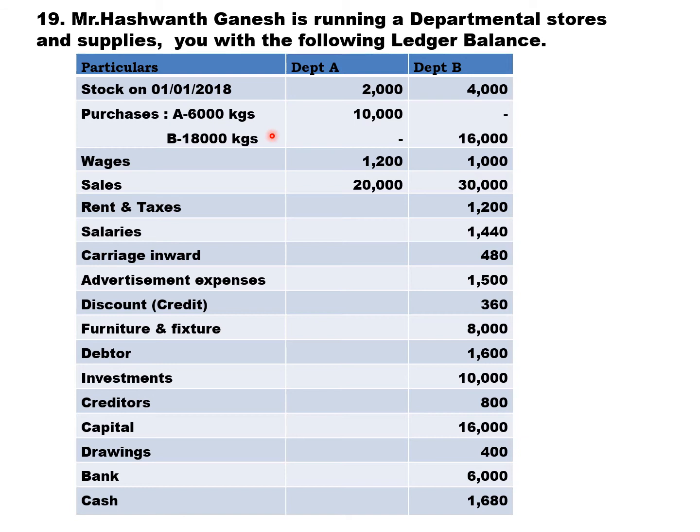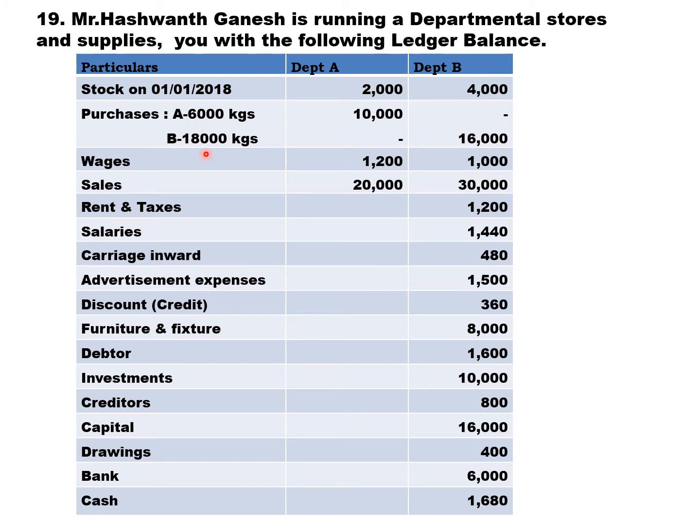Students, why they have given you 6,000, 18,000? Because you need to find out purchase ratio. Students, we have done this problem previously. If purchases amount is given, amount will be the ratio. If purchases kgs are given, kg will be the ratio and not amount. So here the ratio will be 6:18, 1:3.